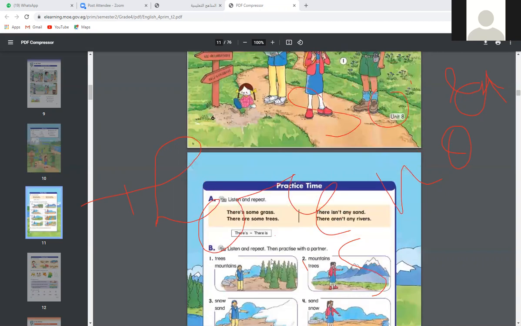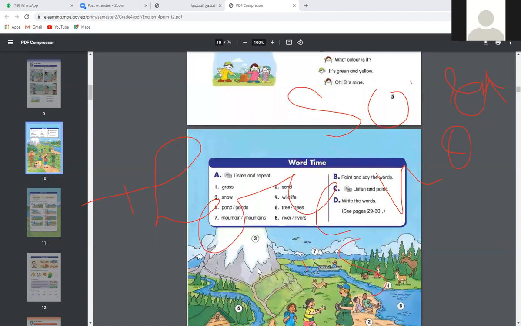Okay, and we should look after which words can be countable or uncountable, to put after there is or there are. So grass, uncountable, there is grass. Snow, uncountable. Bonbons, countable, I can count them, there are. Mountains, there are. Sand, I cannot count the sand, so there is. Wildlife, there is. Tree and trees, countable, there are trees. There are some trees, there aren't any trees. River, there are some rivers, there aren't any rivers.